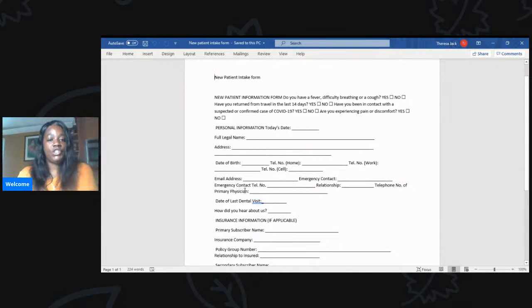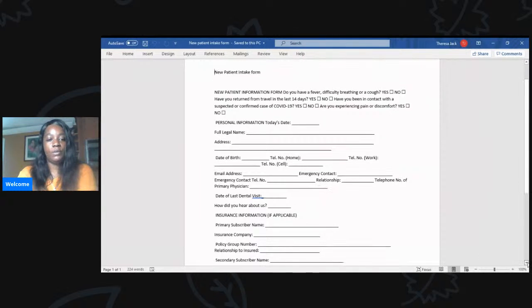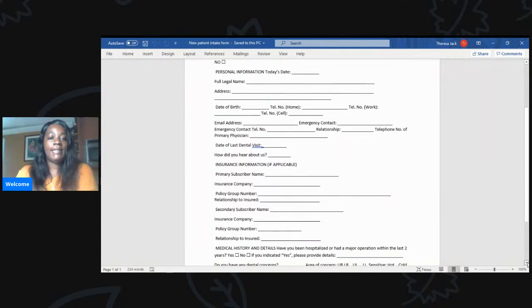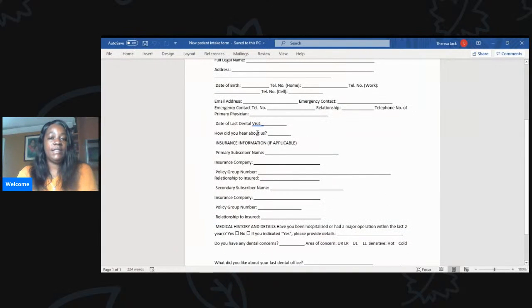Primary physician, I'll just get their name. A lot of times you can Google it. A lot of times patients may not know their physician's phone number. The last date of dental visit. So you just want to note the last time they went to a dental office. It's just good information to know.